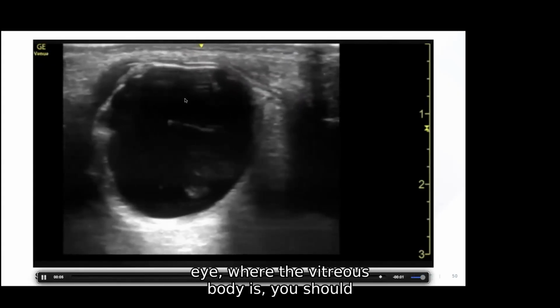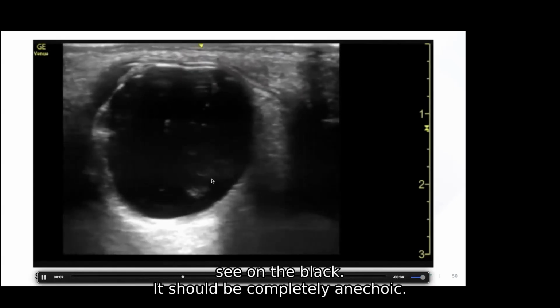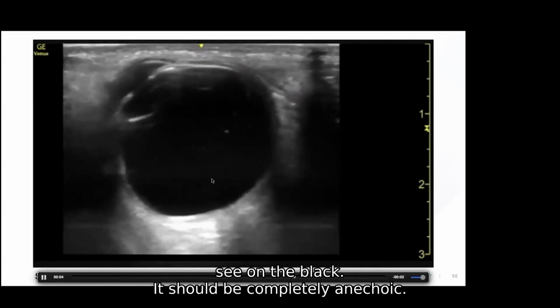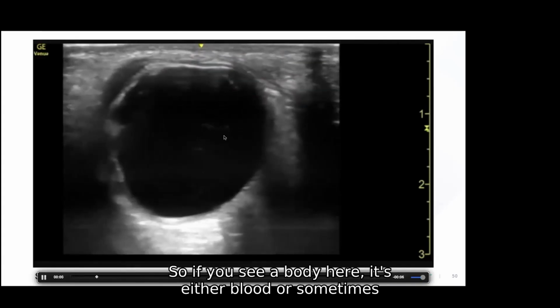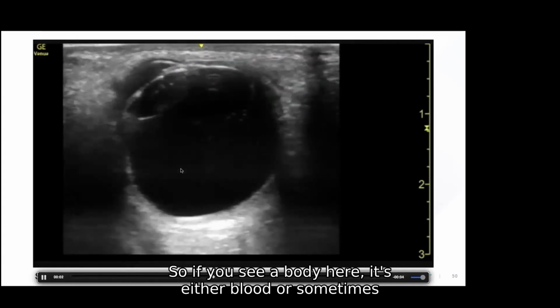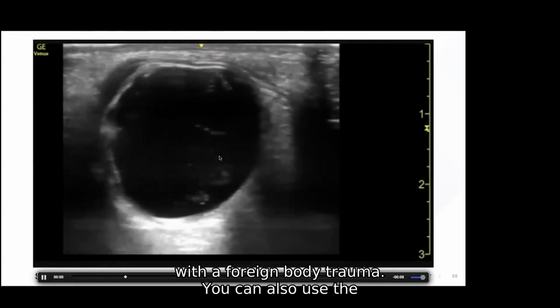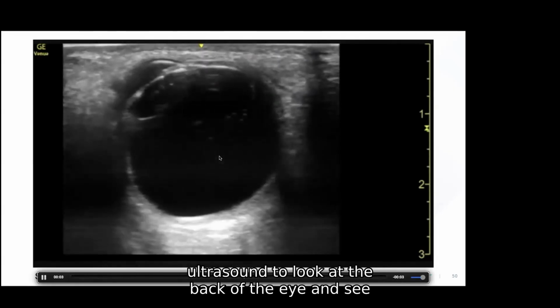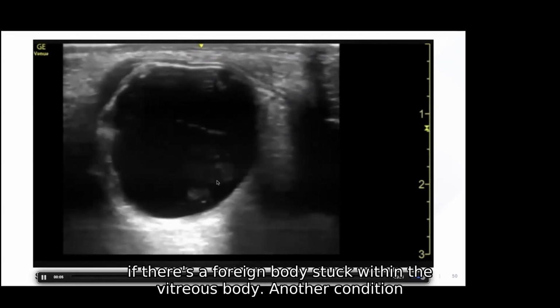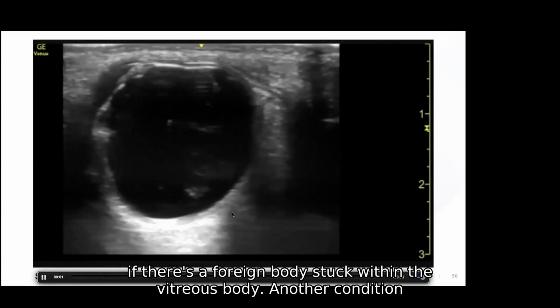This part of the eye, where the vitreous body is, you should see only black. It should be completely anechoic. So if you see a body here, it's either blood or sometimes a foreign body. Somebody presents with a foreign body trauma, you can also use the ultrasound to look at the back of the eye and see if there's a foreign body stuck within the vitreous body.